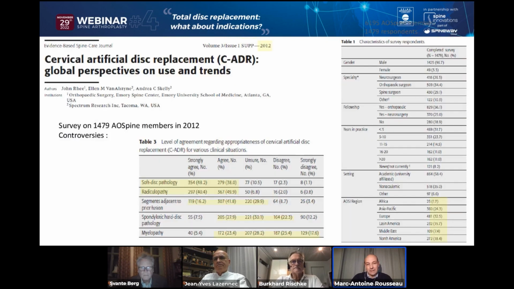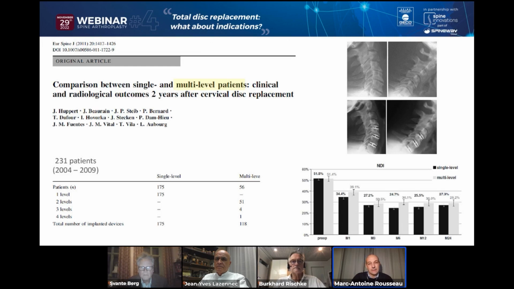Therefore, little by little, it became clear that most surgeons were not very satisfied with these restricted indications. And this survey from 2012, of about 1,500 members of AO Spine from many countries in the world, showed us that: why not do adjacent segment to a former fusion? Why not go into myelopathy? There is some questioning about myelopathy. So the impression is that these criteria are too restricted.